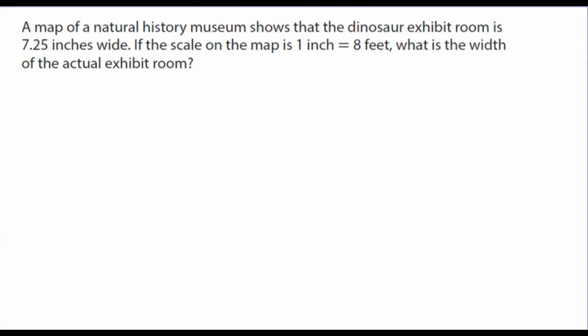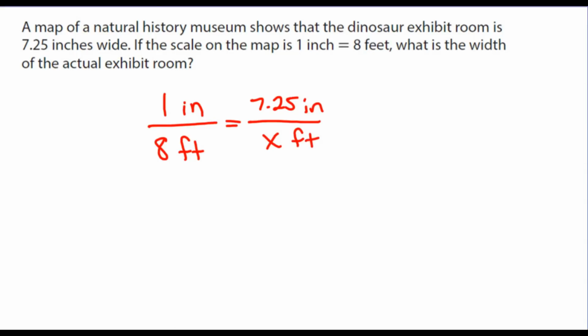A map of a natural history museum shows that the dinosaur exhibit room is 7.25 inches wide. If the scale on the map is 1 inch equals 8 feet, what is the width of the actual exhibit room? So here's a prime example of using these proportions. This is a proportional relationship. I know my scale is 1 inch is 8 feet. And that's going to be equivalent to what I know about the History Museum. Now, I know that on the map, the dinosaur exhibit room is 7.25 inches. And that's going to be how many feet?